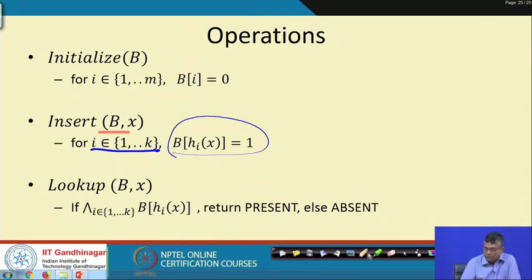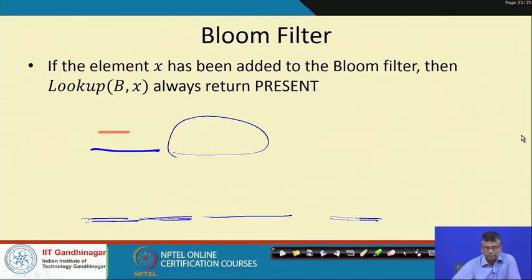In order to do this, here is what you do. You first calculate all the bits, look at all the bits b of hi of x. Now we have k bits, and we take the AND of these bits. We do not look at any one of them, we do not look at the majority of them, we look at the AND of these bits. If the AND of these bits is true, then you return present, and if the AND is false, then you return absent. Okay. Clear? So, now let us try to do some analysis of this.